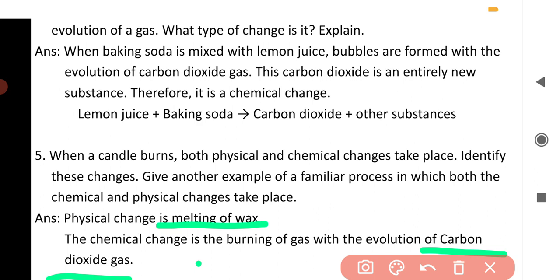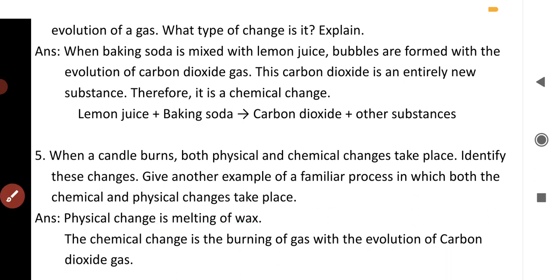What is the name of the new substance? Carbon dioxide gas. Okay, wax also contains carbon. So when wax is burned, or when carbon is burned in the presence of oxygen, then carbon dioxide gas will be formed. So the production of a new substance, that is carbon dioxide gas, is here a chemical change. Clear?